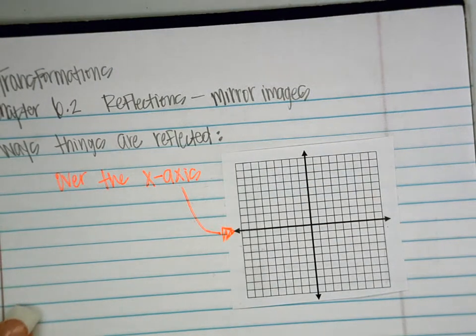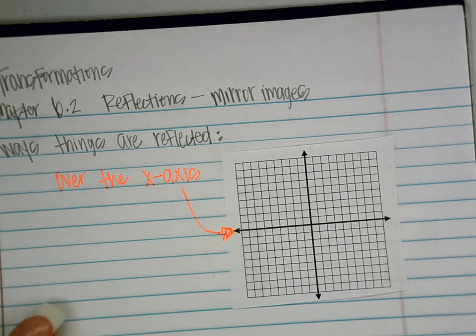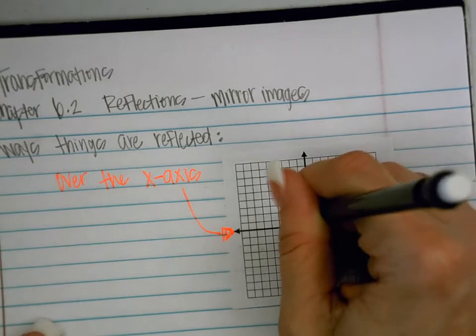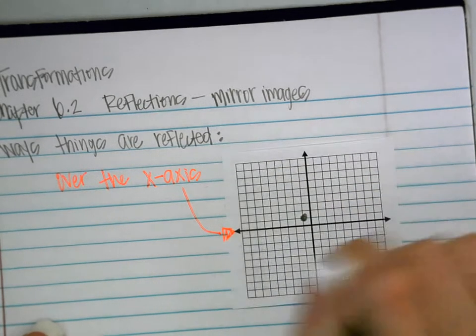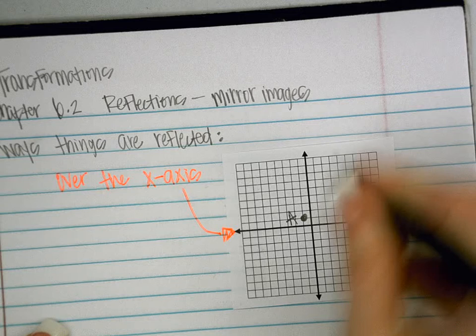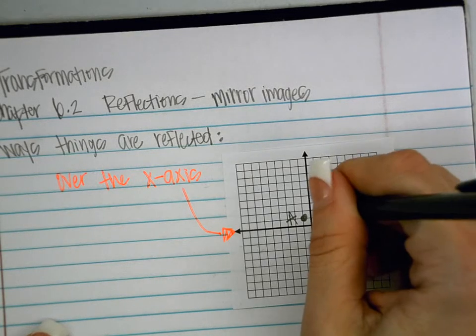So if you had a reflection, for instance, let's say that I start with a triangle, and I'm going to put a dot at (-1, 1). We're going to label that A. And I'm going to put a dot at, let's say, over 1, up 3.